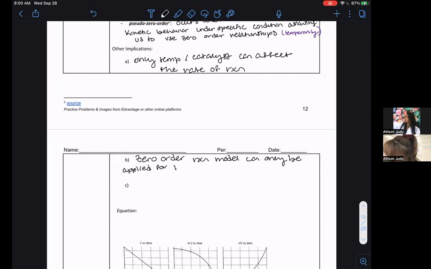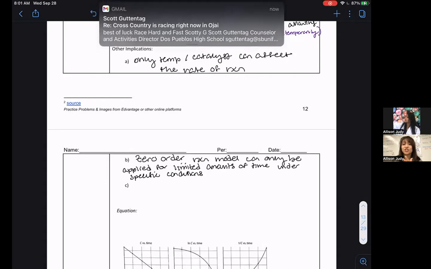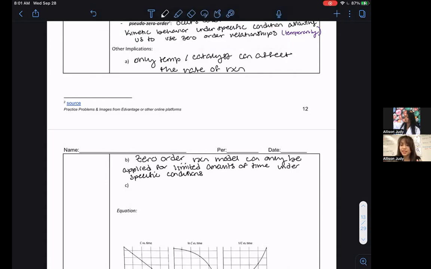Limited amounts of time under, right, specific conditions. Okay, so don't forget zero order is totally not common. Very rare and often is actually observed in reactions that aren't typically zero order. They're just under extremely strenuous specific conditions.